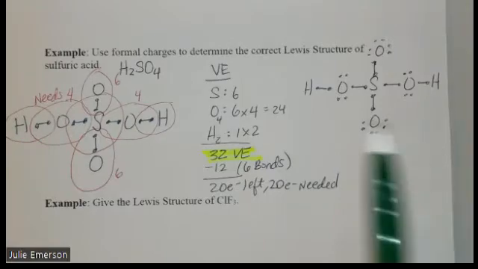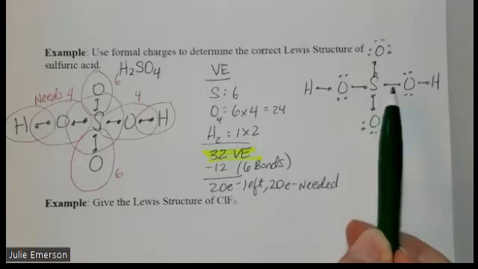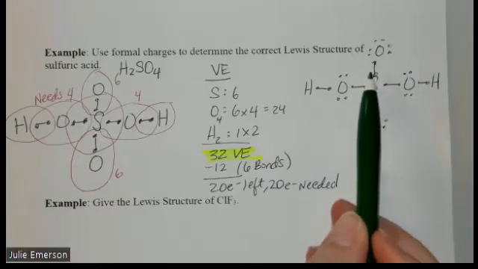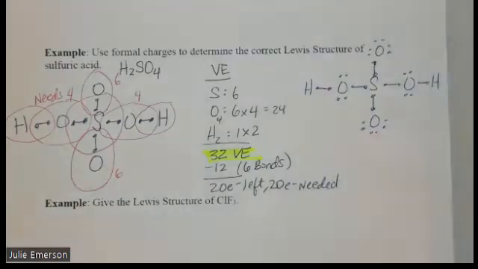Let's just make sure: 32 electrons here. So 2, 4, 6, 8, 10, 12, 14, 16, 18, 20, 22, 24, 26, 28, 30, 32. So there's my 32 total electrons. Everybody has the octet except hydrogen. So now let's take a look at formal charges.